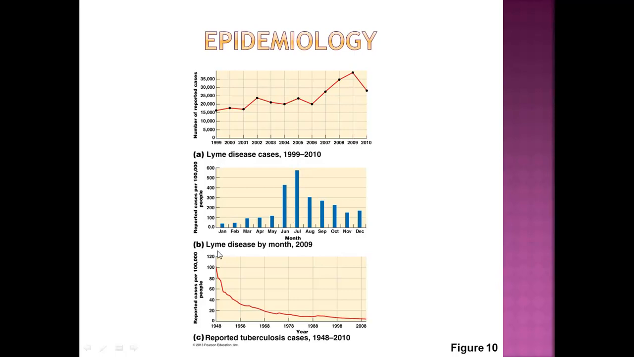And then we see the number of TB cases going down. We're trying to get it down really low. So the knowledge of educating people about TB has helped to bring it down to low levels. We haven't got rid of it. It's still around, but we don't see it as often as we did in 1948.